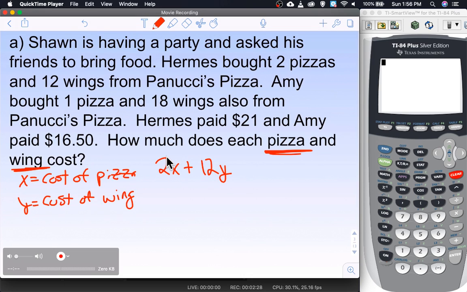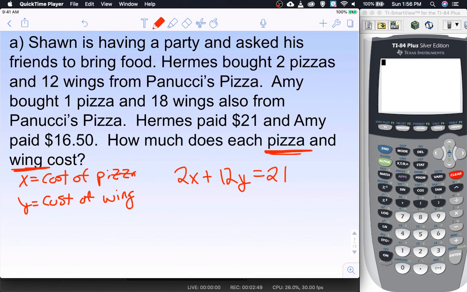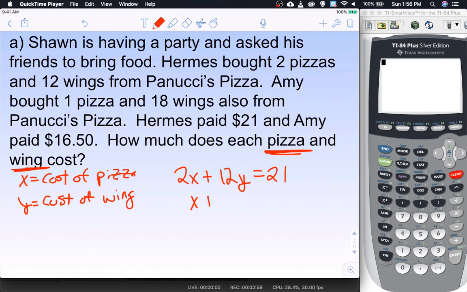Now, this is a cost. 2 times the cost of a pizza is an amount of money. So money for pizza plus money for wings equals his total money. Hermes paid a total of $21. So that equation is Hermes, how much he paid for his pizza and wings from Panucci's Pizza. Amy's equation would be very similar. It says Amy bought 1 pizza and 18 wings, and that cost her $16.50.